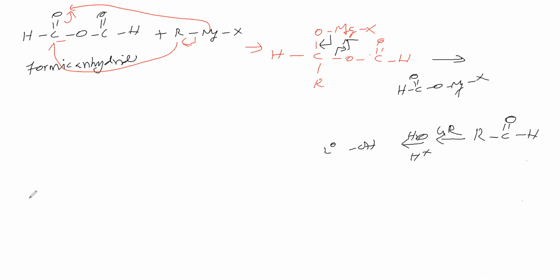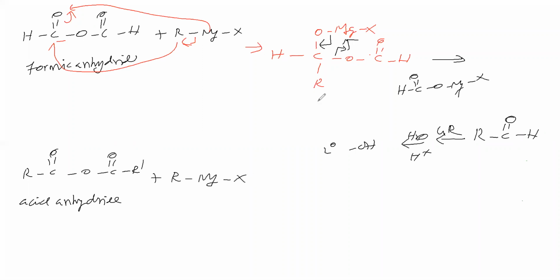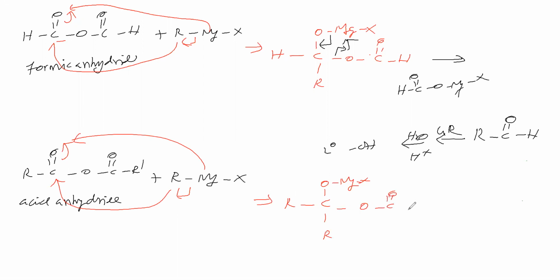Now we will take an acid anhydride, RCOOR'. It is treated with the Grignard reagent. So what we will get, we will see. Now this bond is shifting here, this is attacking here, this bond is shifting here, Mg is attacking here. So we will get RCOMgX here, R is there, and here OCOR' is there.